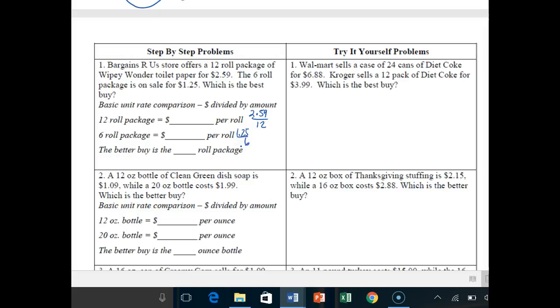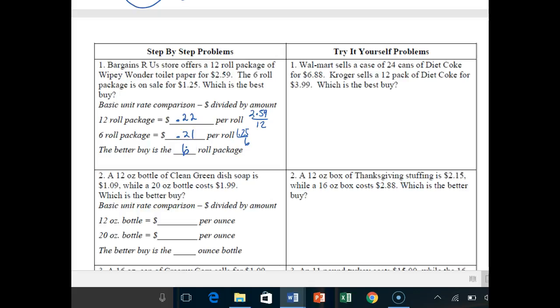Right? So when I use Google Calculator, $2.59 divided by 12, I get about 0.2158, so we can say about 0.22, 22 cents per roll. And then for the 6-roll, 1.25 divided by 6, I get 0.208, so about 21 cents. So the better buy is the 6-roll package, okay?